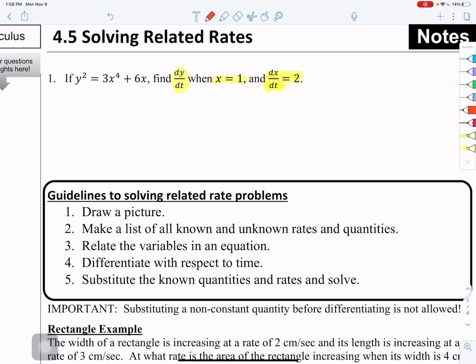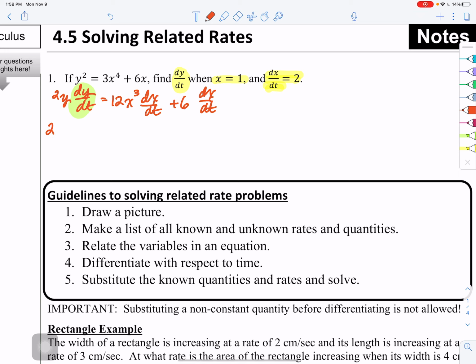So let's go ahead and give that a try. 2y dy/dt is equal to 12x cubed dx/dt plus 6 dx/dt. Now, what we're looking for, I usually like to highlight. So we're looking for dy/dt. In fact, I'll go ahead and change that color. We're looking for dy/dt when x is 1, dx/dt is 2, and let's give that a try.